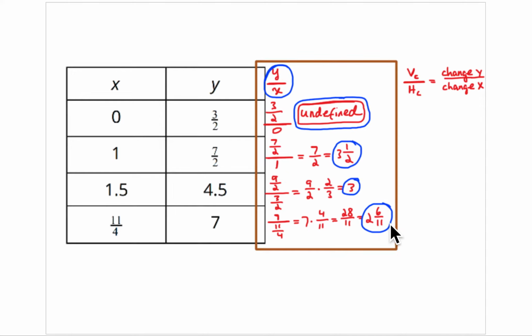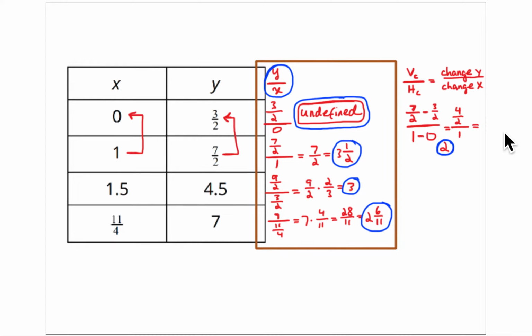So 2 and 6/11. So notice these are all different, which tells you, first of all, that it's not a proportional relationship. And I don't really know what meaning any of these have. You don't get anywhere by taking the y coordinate of a point and dividing by the x coordinate if it's not a proportional relationship. What you have to look at is the vertical change compared to the horizontal change, so the change in y divided by the change in x. Now let's go through that.